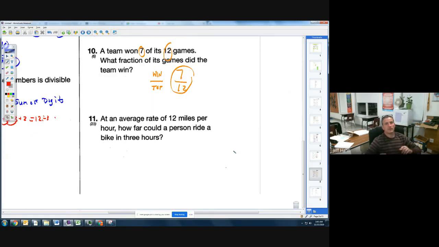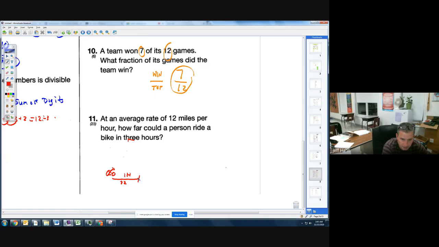And then number 11, an average rate of 12 miles per hour. How far could a person ride a bike in 3 hours? Kind of like to draw this one out for you. Here is Mr. Person on their little bicycle. Oh, that's an interesting bike. Okay. They go 12 miles per 1 hour. So in 1 hour, they go 12 miles. This would be a 12.